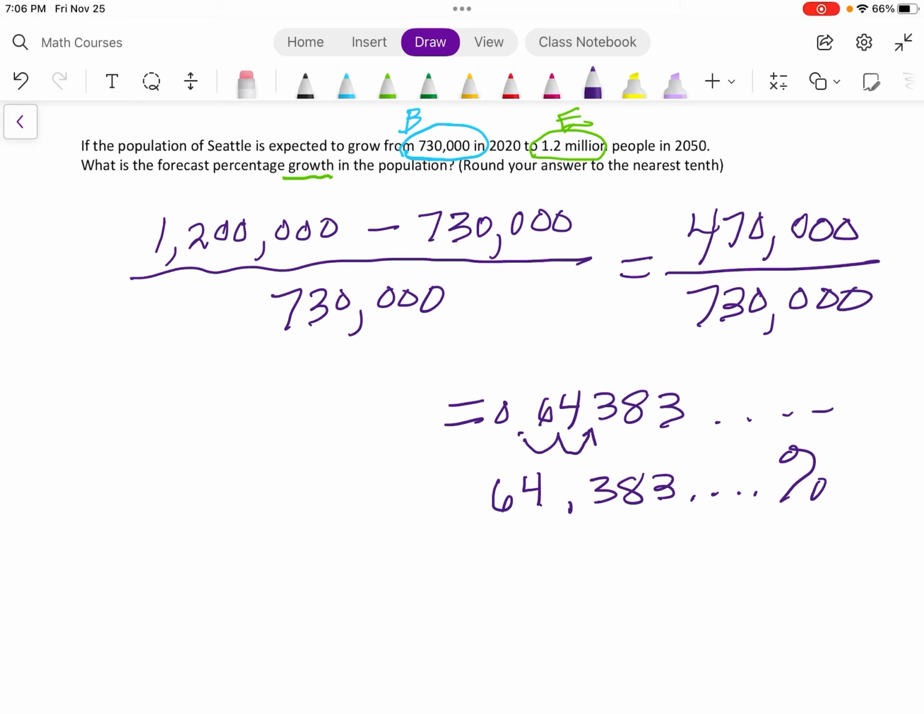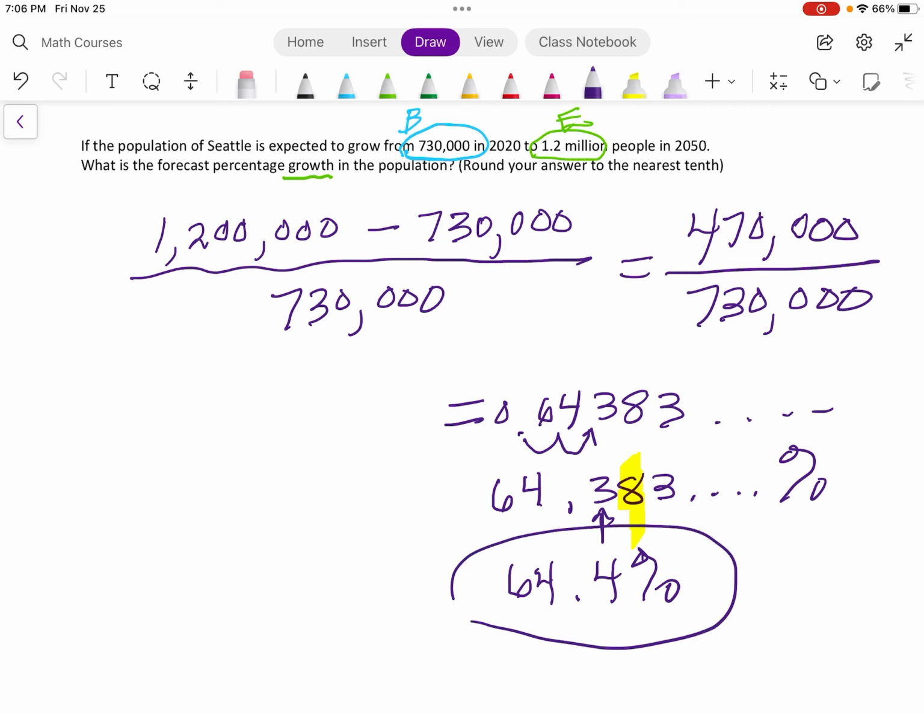To round to the tenth, that means we're going to look at the 8 to determine if we need to increase the 3, because this 3 is in the tenth spot. 8 is 5 or greater, so yes, we will. So we will make this 64.4% population growth. And that's our answer.